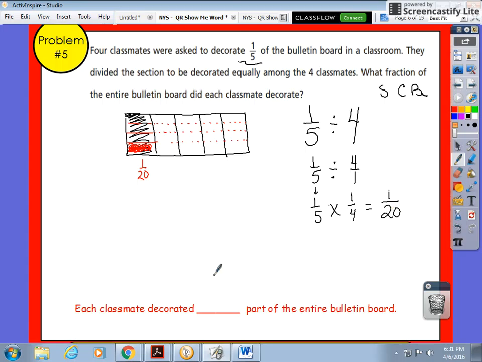So when I think about this, I put the 1/20 into my sentence, and I ask myself, does it make sense? Each classmate decorated 1/20 part of the entire bulletin board. It does make sense, because 1/20 is less than 1/5, and we know that we started with 1/5 and it had to get smaller. So we can see how our sentences help us to make sure that our answer is reasonable.